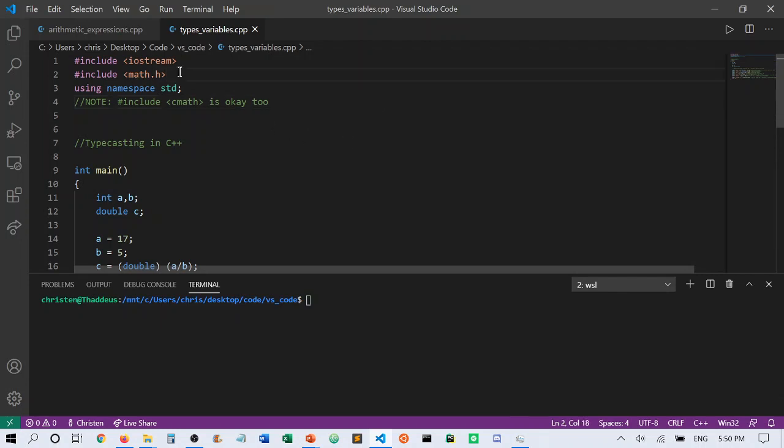The first thing that I want to show you is that in order to use mathematical functions, we will have to include math.h. We can also use cmath, which is a similar library. This include does a similar job and is just fine to use as much as math.h. So either one of these is applicable.